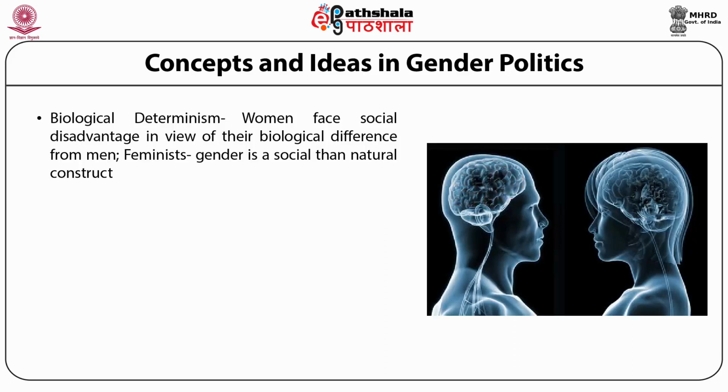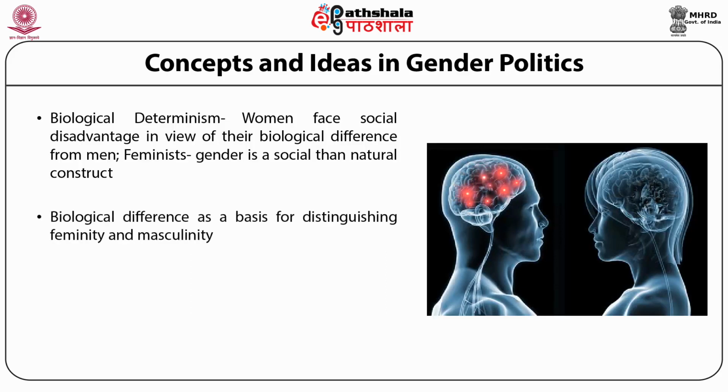Contrary to this argument, the feminists state that gender is not a natural or biological construct. Rather, it is a social construct. In other words, gender is something that has been created by the society and does not have any natural basis. The advocates of biological determinism basically try to justify biological differences by distinguishing between femininity on one hand and masculinity on the other.